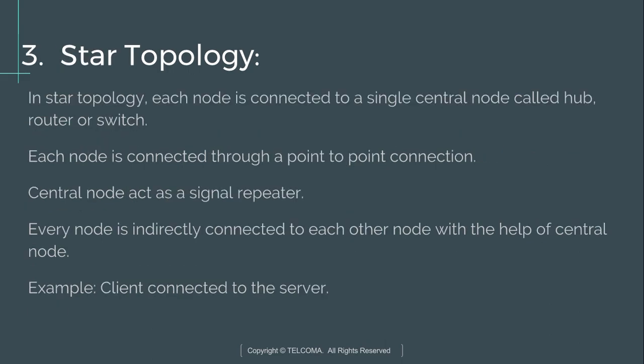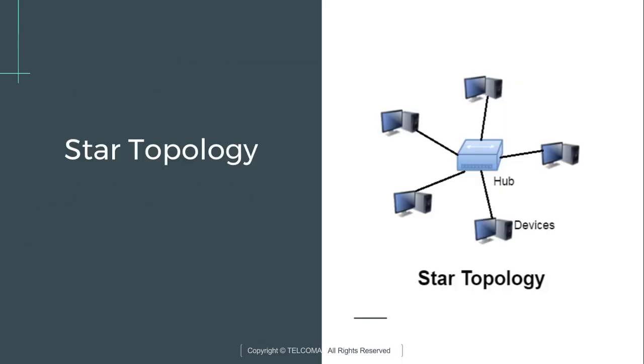The next is star topology. In star topology, each node is connected to a single central node called a hub, router or switch. Each node is connected through a point-to-point connection and the central node acts as the signal repeater. So each node is indirectly connected to every other node with the help of the central node. An example is a client connected to a server. This is the diagram of star topology where devices are connected to the hub.